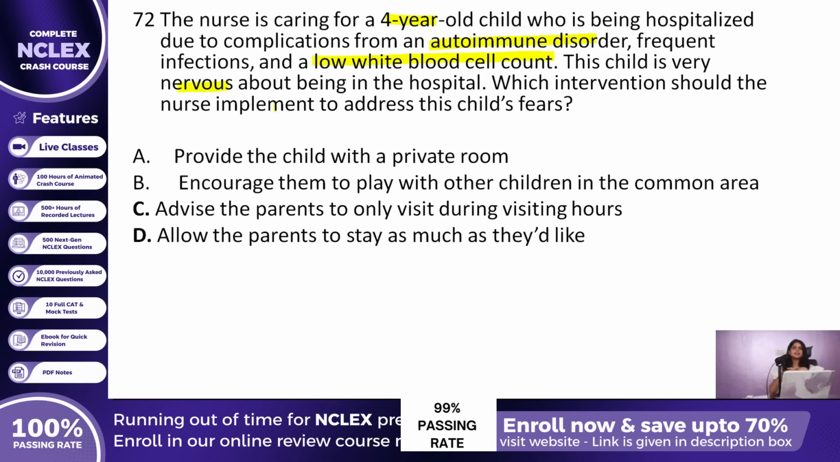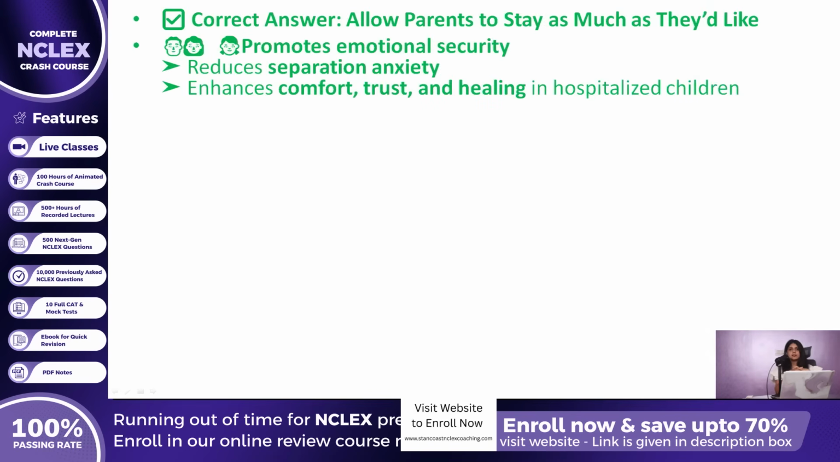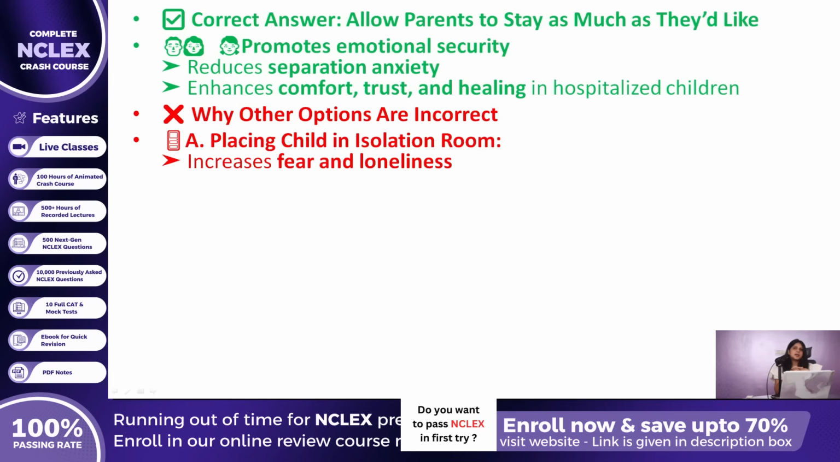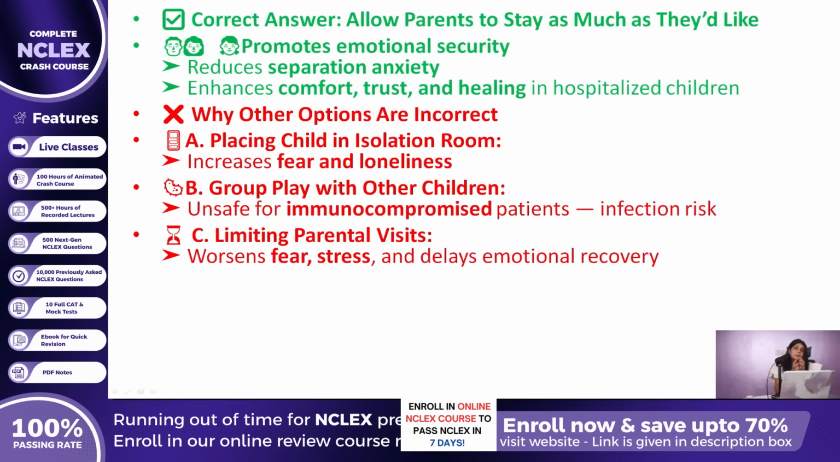The correct answer is option D. Allowing the parents to stay as much as they'd like. This supports emotional security and reduces separation anxiety in hospitalized children. Option A may increase isolation and distress. Option B is unsafe due to infection risk in immunocompromised children. Option C, limiting parental visits, worsens fear and stress. Family presence is key to comfort and healing.